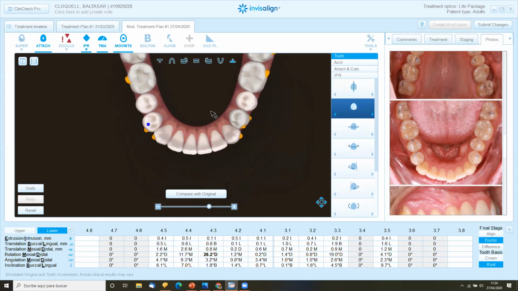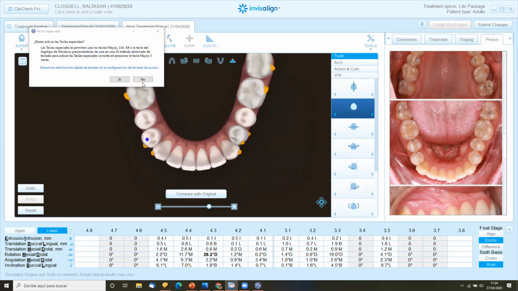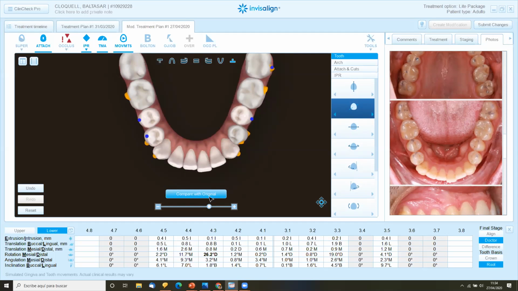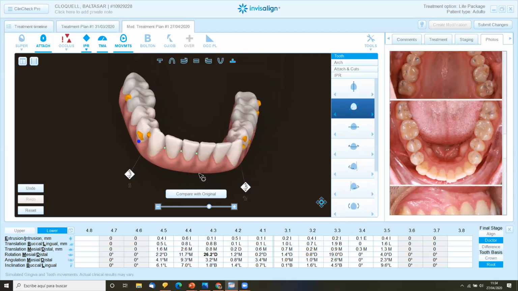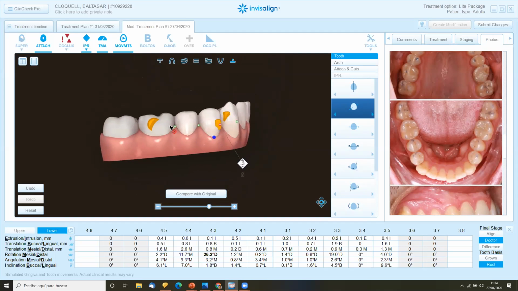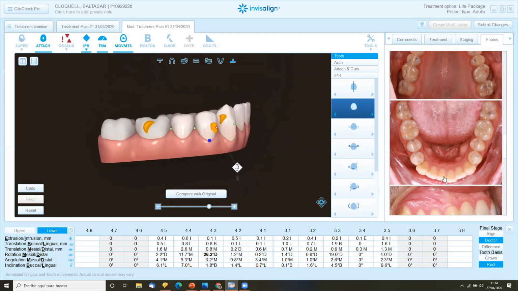Okay, as she said, no IPR, we don't have much space here, and we cannot retrocline the lower incisors. And retroclining lower incisors, in this case, is fundamental, okay? It's a must that we have to do, okay? So, what can we do? Okay, I said that this was unmovable, but let's make it movable. And now, let's plan some IPR here in the lower posterior.